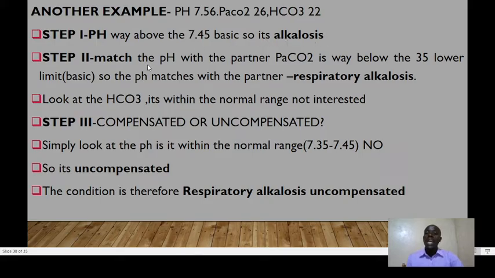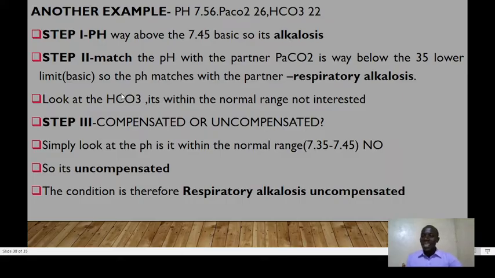Step number 2, we look at the pH and try to match it with the two values, either the partial pressure of carbon dioxide or the hydrogen carbonate. In this case, you find that the partial pressure of carbon dioxide is way below 35. Remember, the normal range for the partial pressure of carbon dioxide is 35 to 45. But in this case, we have 26. So that is way below 35, and we say 35 and below is alkalosis. So you can see alkalosis for the lungs and the pH, they are matching, so we say the problem is the lungs. So this is respiratory alkalosis.